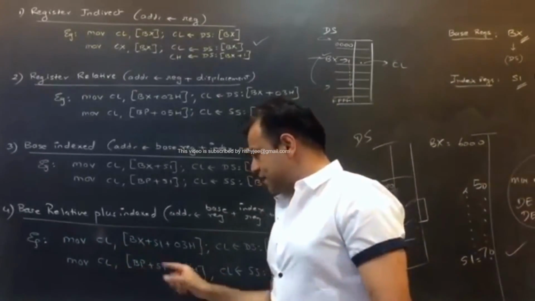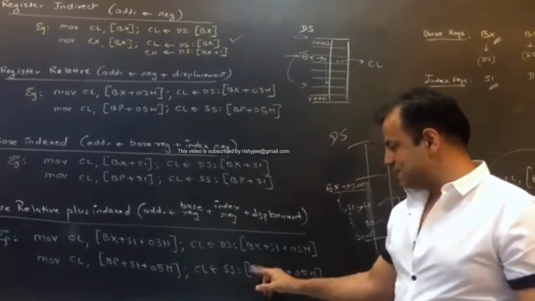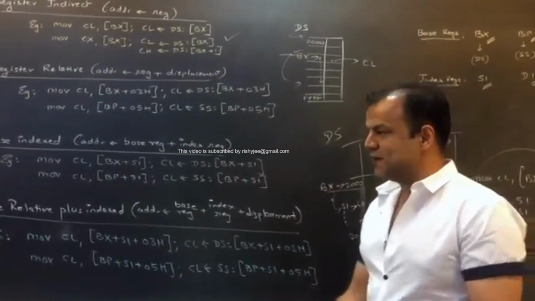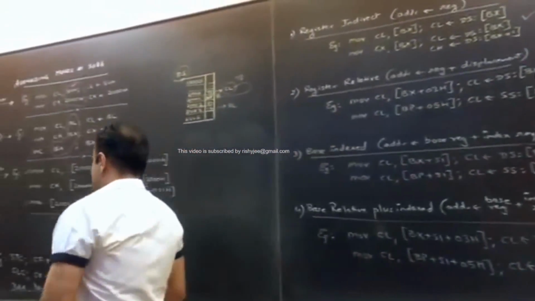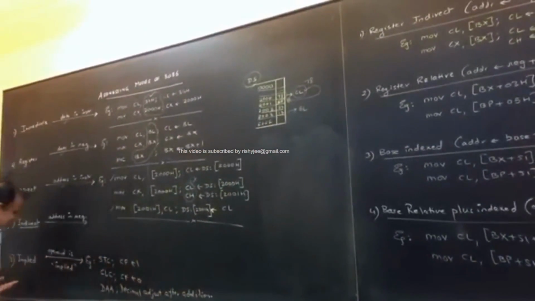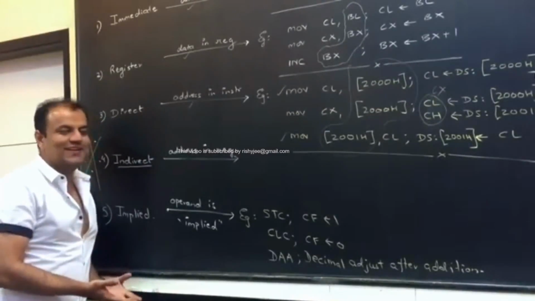Similarly, MOV CL, [BP + SI + 5]. Because there is BP, it will work on stack segment, offset address will be given by BP plus SI plus 5. So these were all the intricate forms of indirect addressing mode. Now we come to the last one, that is called implied addressing mode. The last addressing mode, implied addressing mode, is the easiest of all of them.